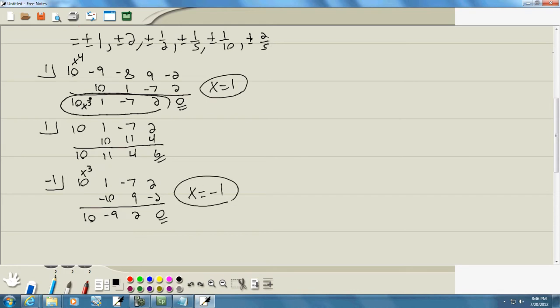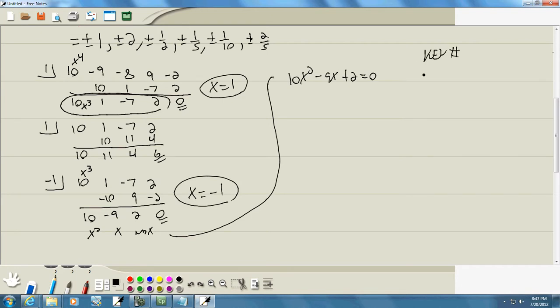Now this was x to the 3rd, remember. This is now down to x squared, x, and no x. So we have 10x squared minus 9x plus 2 equal to 0. And this is the key number. With the key number, we take the factor of this. The reason is because we have x squared, x, and no x, and there's a number in front of our x squared. We take our number at the beginning times the number at the end, ignoring signs. Both these are positive, so it doesn't matter here. 10 times 2 is 20.